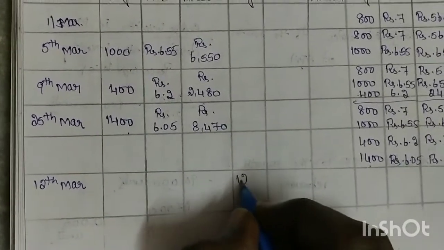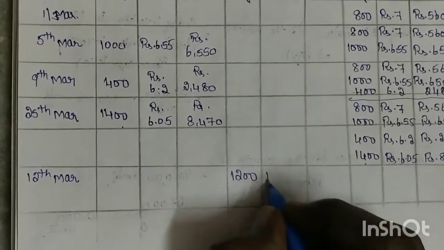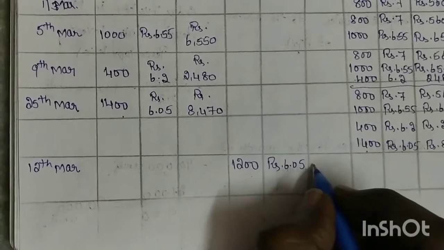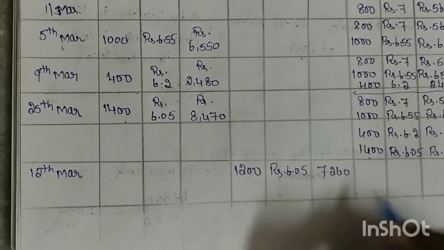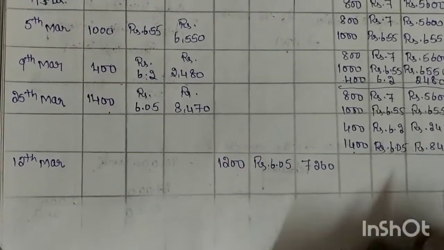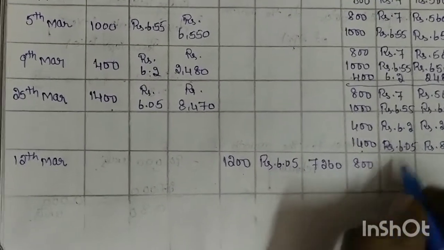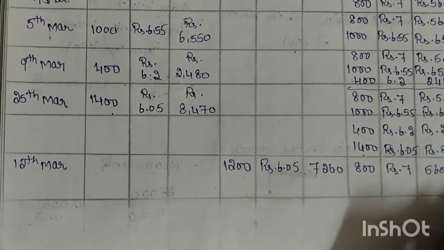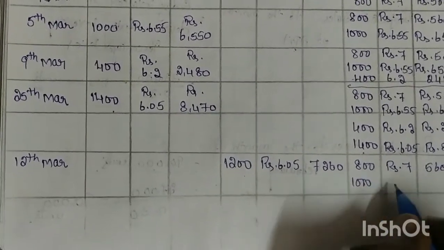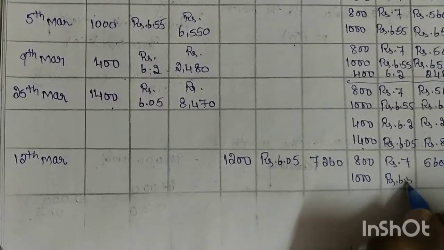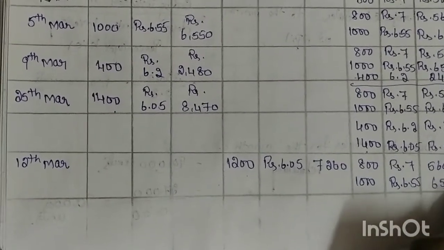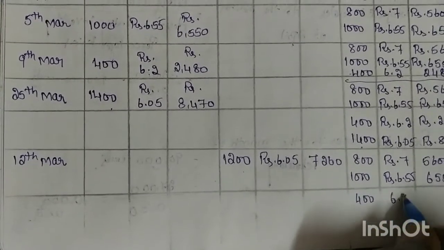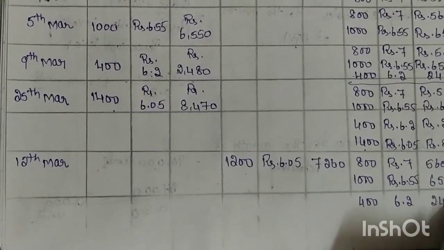So the quantity is 1200 units and the price is rupees 6.05, and the amount will become 7260. So now write the balance. So 800 as usual rupees 7, amount 5600. Next 1000 units rupees 6.55, amount 6550. Next 400 units 6.2, and the amount will be 2480.